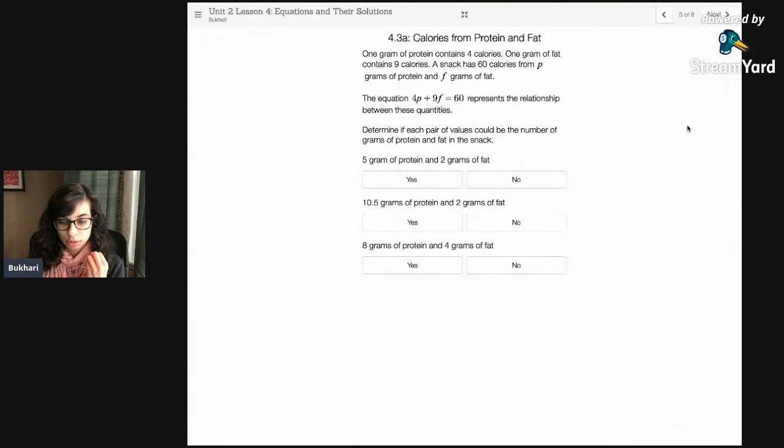Instead, now we're taking a look at two variables, right? We have a P, which represents the grams of protein, and F that represents grams of fat of a snack. And so, okay, so now I have a pair of values. And so this is the same way that we were looking at it before. Instead, now we have two variables. How can we represent the relationship between two quantities?